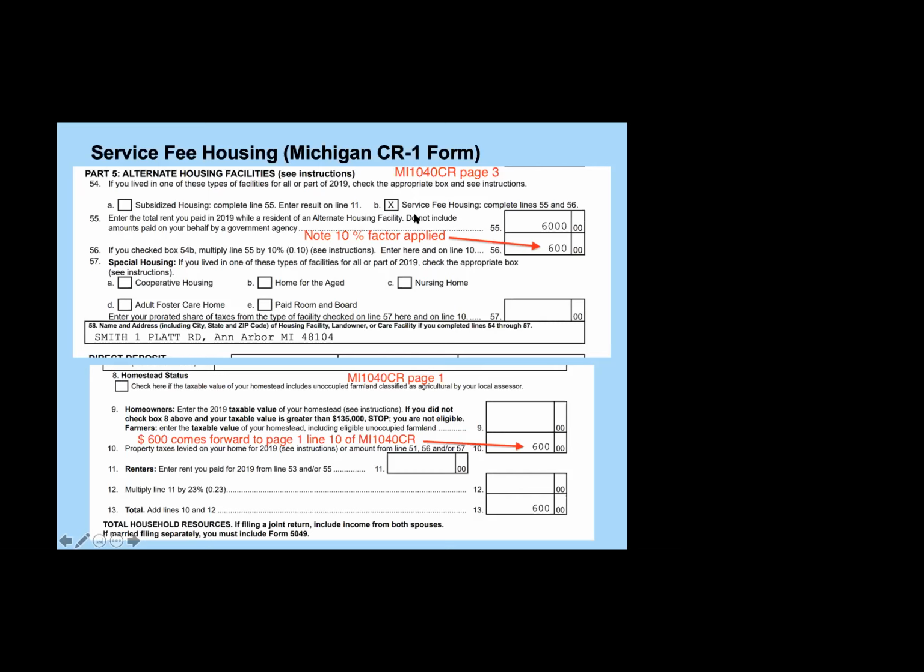You'll know you did it right. You'll see that the 10% factor was applied. It will come over to the front page, the first page. Only the property tax portion of it will come. It'll come in the same place it does for a homeowner, and then down to the line 13, which is the total.